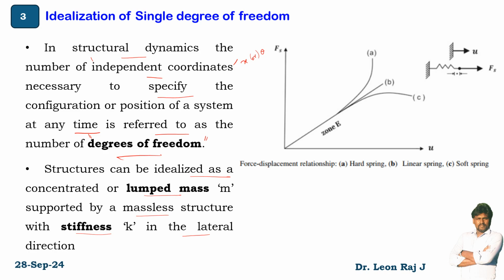Here the load versus deflection of three different springs A, B and C are shown. This is the spring of stiffness K, which is subjected to a displacement U, and the applied force is Fs. So the applied force versus displacement is shown here. The load deflection response of spring B is linear. This is called a linear spring.